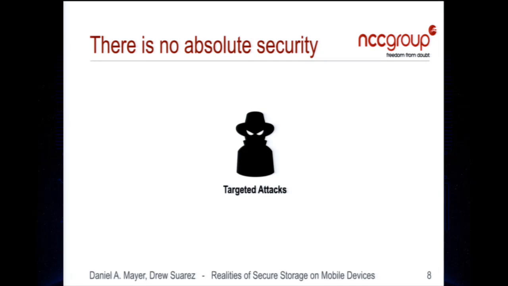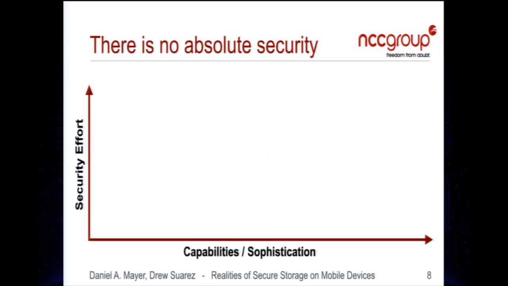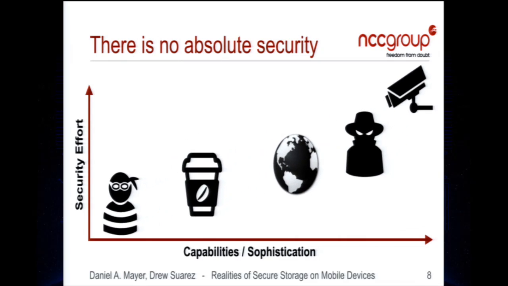We move to targeted attacks, which require a lot of time and effort and target a very specific person and their device most likely. And then we have nation states, which have a much larger budget and time in order to craft an attack against a particular user. So if we put these on a graph of the security effort to defend against as well as the sophistication needed for these attacks, you can see here, obviously the coffee shop attacker is very easy to do and a very unsophisticated attack. We move all the way up to nation states.